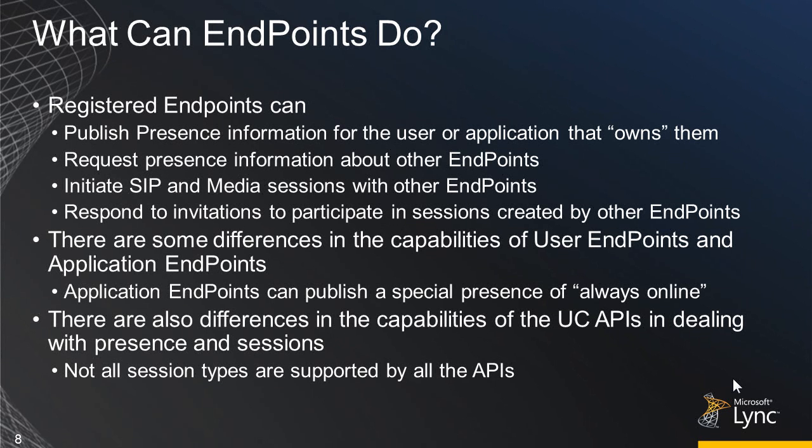So if I write an application using the UCMA Core SDK, create an endpoint with that API, such as an application endpoint or even a user endpoint, it can then say, what's Oscar Newkirk's presence, and get a response back from the server. It can also publish its own presence information to indicate its present state to other applications or other endpoints or other clients.